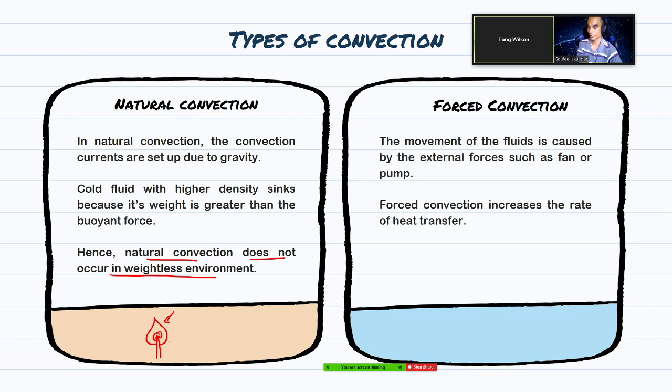If you have a match and you fire it up, the flame will show like this, right? This side will be blue, and this side will be orange. This is when you have gravity. But when you go to outer space, somebody lit a match.